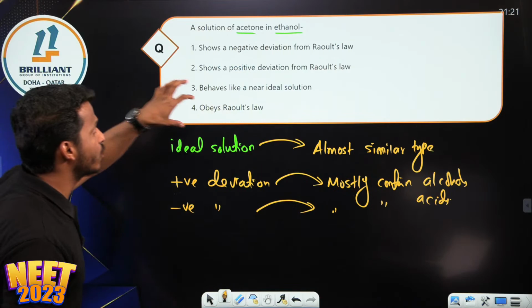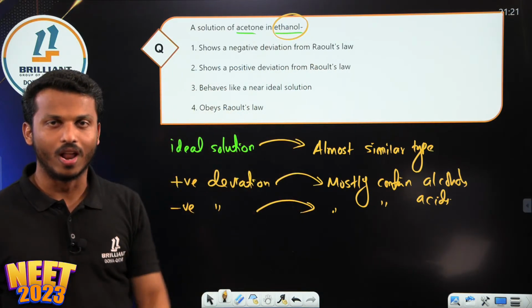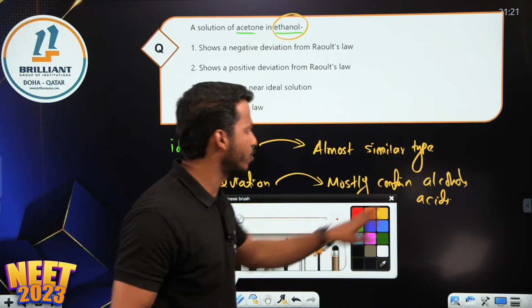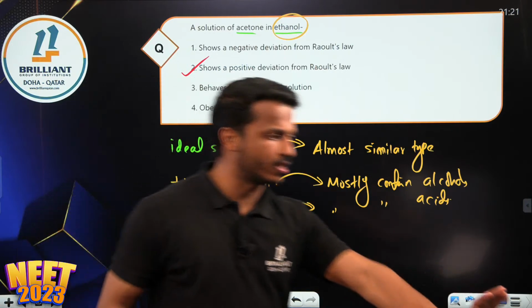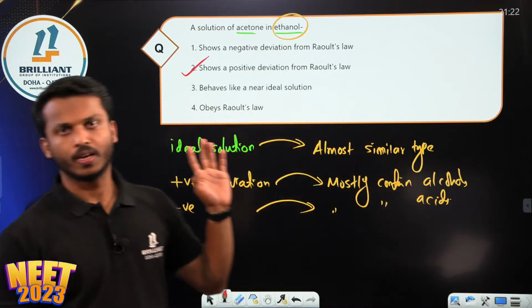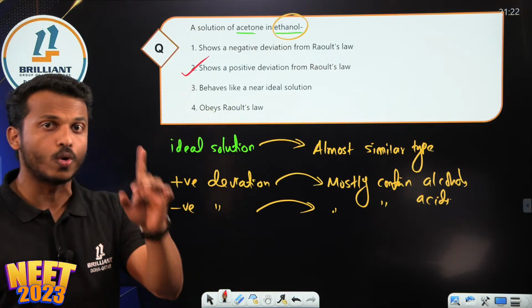So here the question: acetone in ethanol. Ethanol is an alcohol. If alcohol is there, which deviation do we mostly prefer? Positive deviation. I think the answer is option 2. Yes, that's it. So dear all, examples for positive deviation and negative deviation are so important.